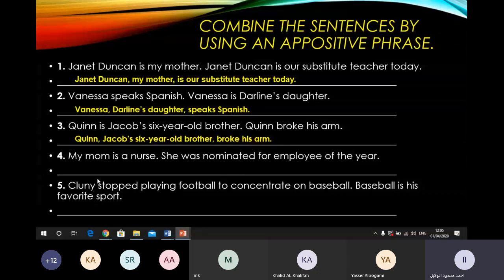All right, number 4. My mom is a nurse. She was nominated for Employee of the Year. Who can combine them? Me. My mom, a nurse, was nominated for Employee of the Year. Bravo, very good. So we have here my mom, then we added a comma, and then another name identifying it from the second sentence. Very good.